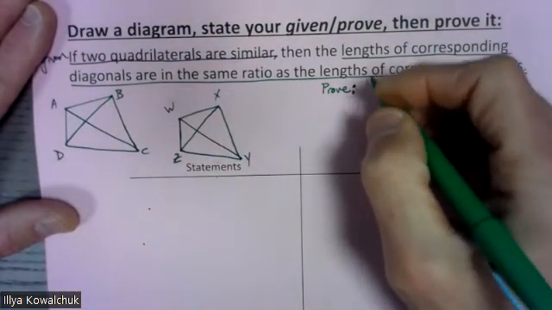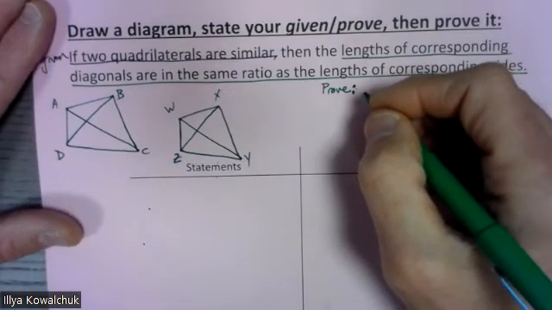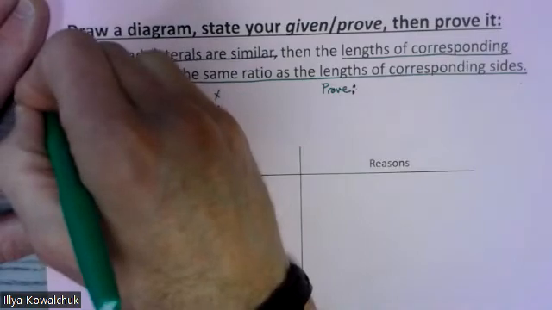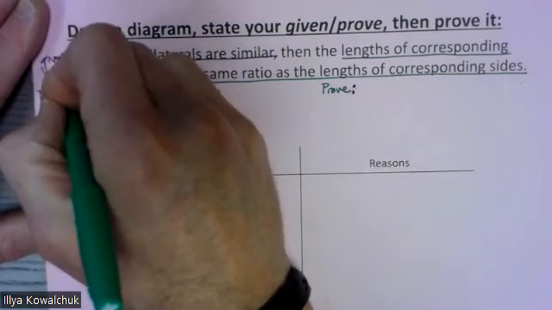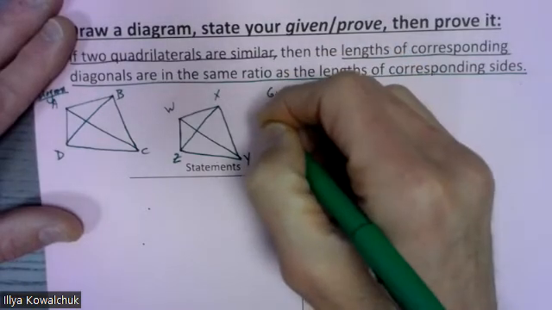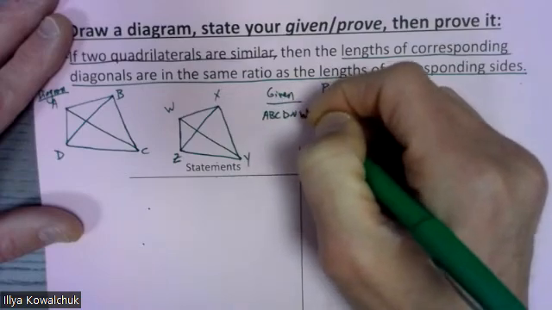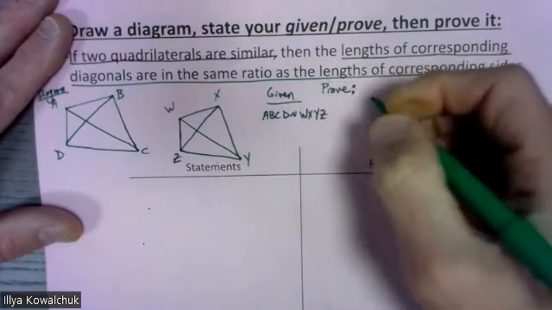So what that means is that, so we got our diagram. I'm getting ahead of myself here. I have to have my givens, which is ABCD is similar to WXYZ. And what are we trying to prove?